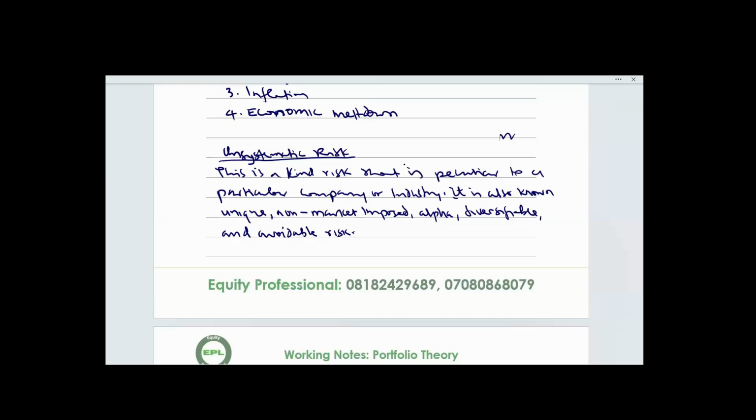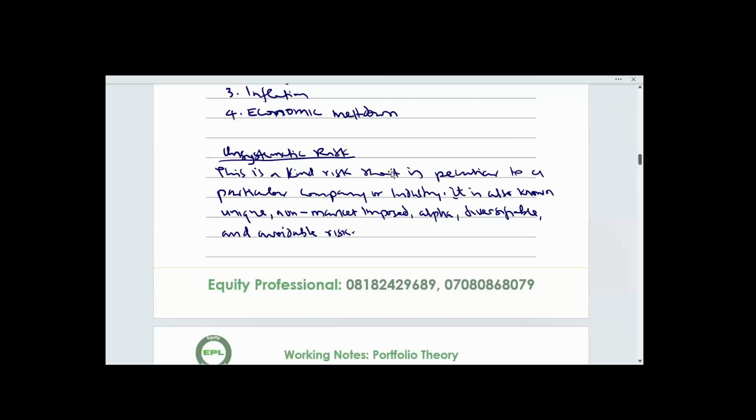So any event that affects a particular industry or a particular company is what is called unsystematic risk. Not only that, recently, last year, the Apex Bank, the CBN, rolled out the recapitalization exercise in the banking industry. Not all industries are affected by that change, only the banking industry. Every other industry in the economy is not affected. So that is also known as unsystematic risk.